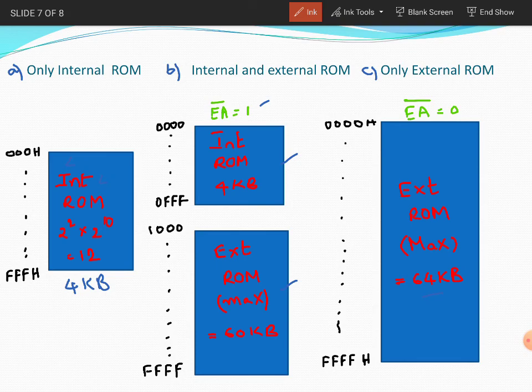Now for example, suppose we have an address between 1000 and FFFFH. If my address is in this range, then the address will be external. Why? Because from 1000 to FFFF, in the second case it is external ROM, and in the third case it is also external ROM.